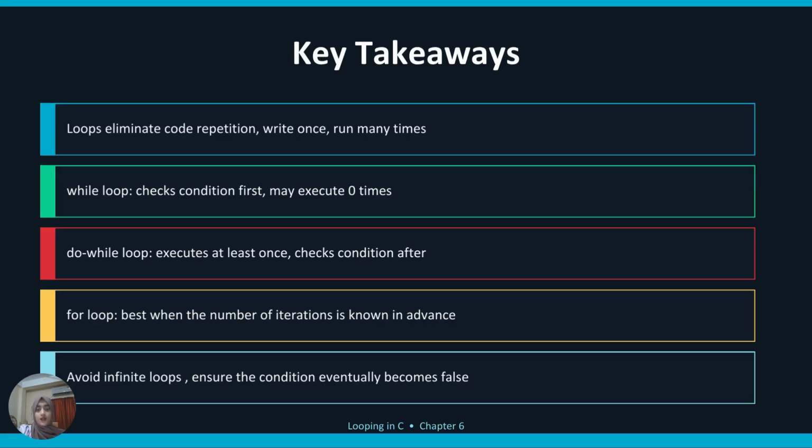Okay, so let me wrap up with the key takeaways from today's lecture. First, loops eliminate code repetition. So write once, run many times. Second, the while loop checks the condition first and may run 0 times. Third, the do while loop always executes at least once. Fourth, the for loop is best when the number of iterations is known. And fifth, always make sure the loop condition will eventually become false, or you will end up in an infinite loop.